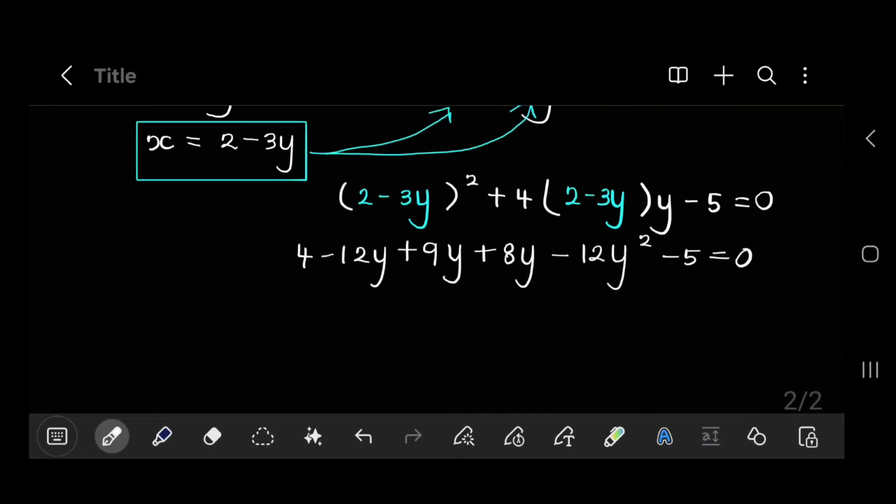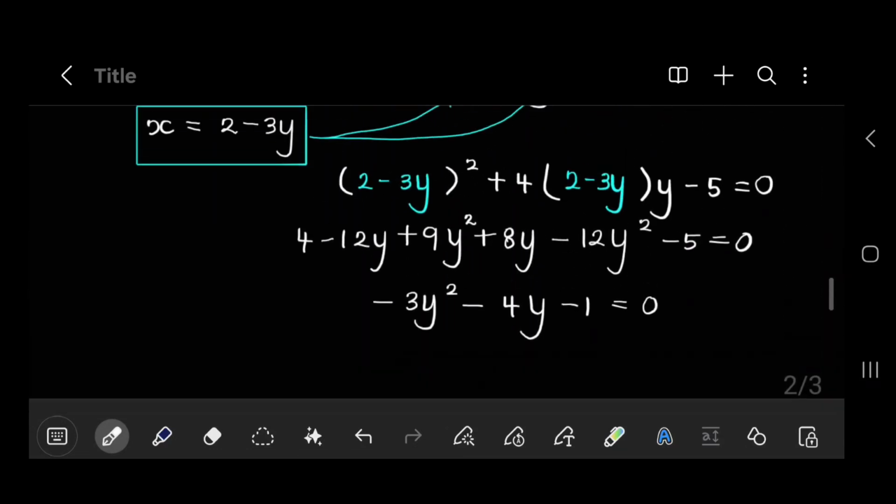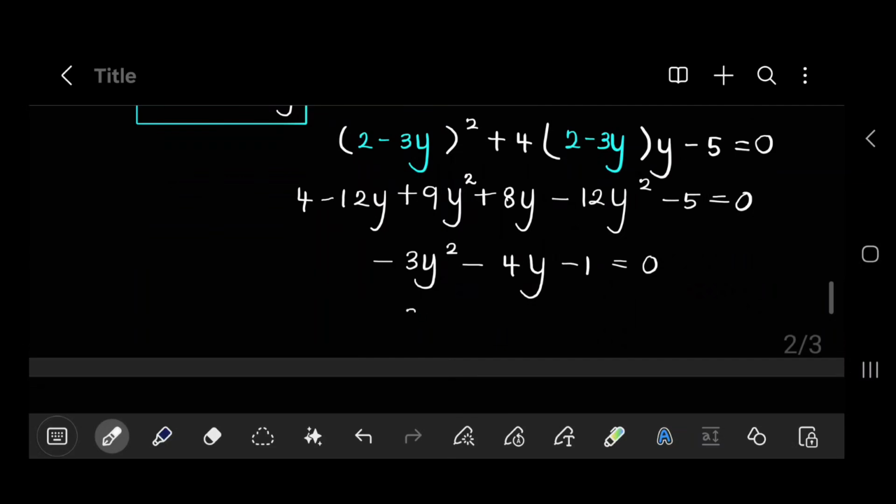Now gathering like terms, here is what we get. Oh, I realized there should be a square here. Now gathering like terms, we've got 9y squared minus 12y squared, which gives you negative 3y squared. Negative 12y plus 8y is going to be negative 4y. And 4 minus 5 is negative 1. Since all of these terms are negative, where ideally we would like them to be positive, we can divide throughout by the negative. So we get 3y squared plus 4y plus 1 equals 0.